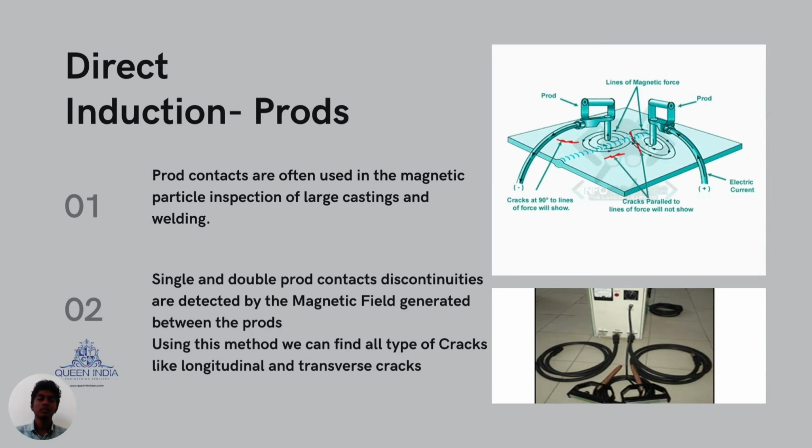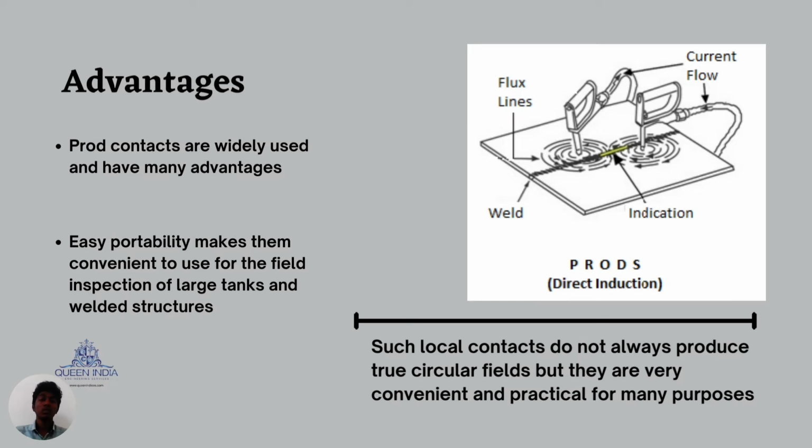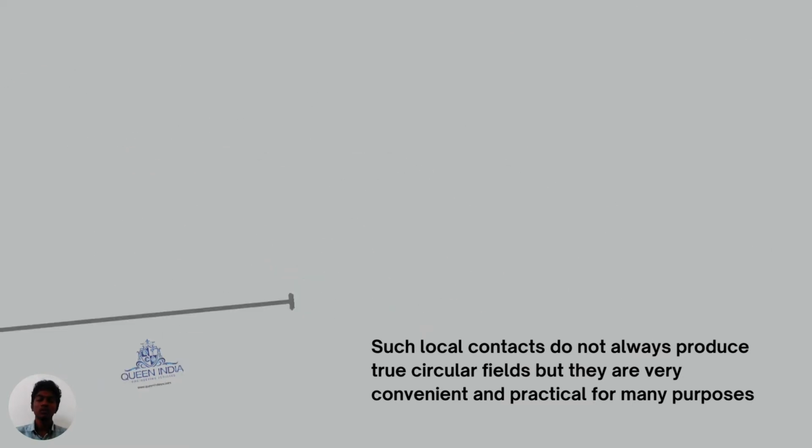Direct induction prods. Single and double prod contact discontinuities are defined by the magnetic field generated between the prods. Using this method, we can find all types of cracks, like longitudinal and transverse cracks. Prod contacts are often used in magnetic particle inspection of large castings and weldings. Advantages: easy portability makes them convenient to use for field inspection of large tanks and welded structures. Such local contacts do not produce true circular fields.